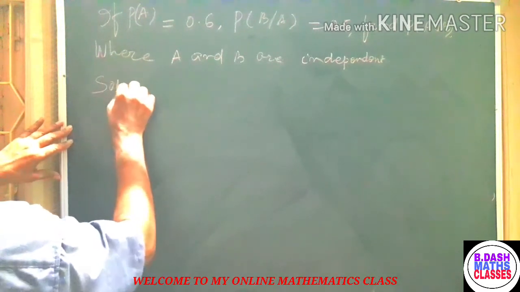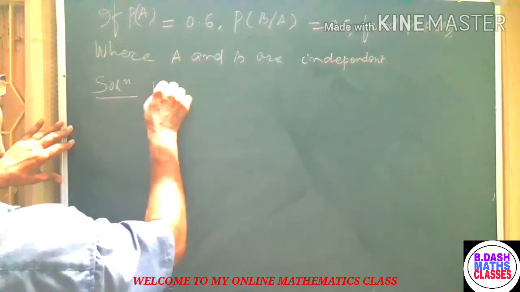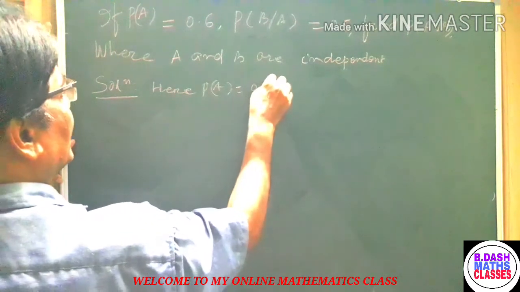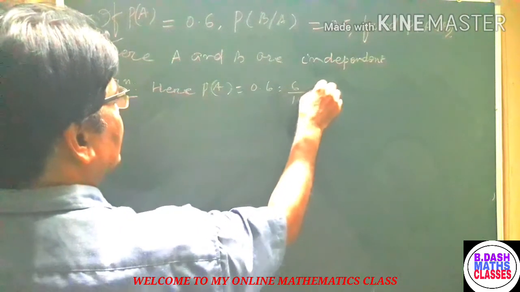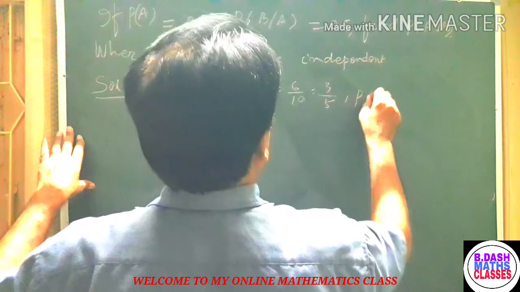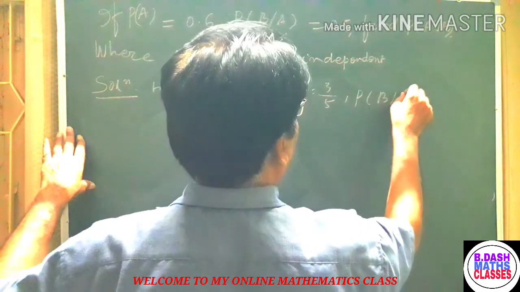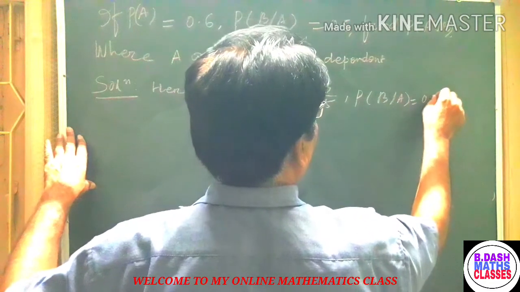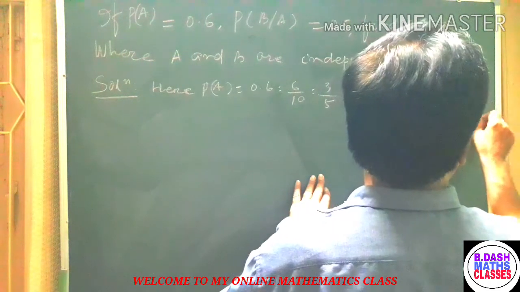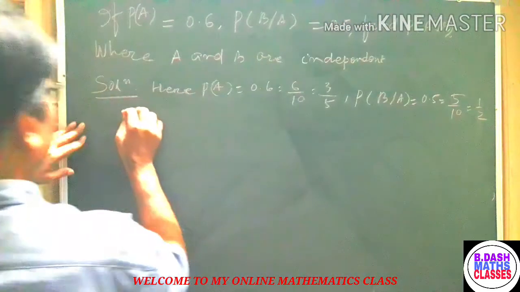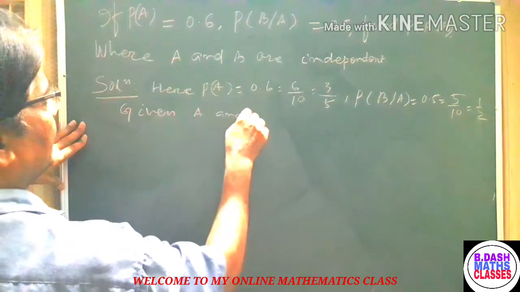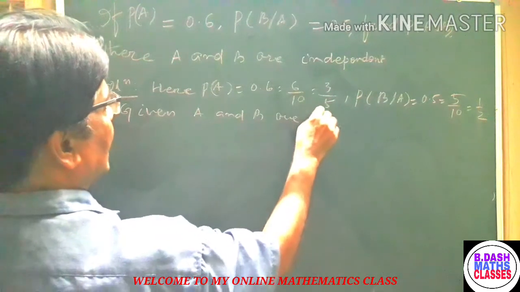Now the solution. Here P of A is equal to 0.6, that is 6 by 10, 3 by 5. The conditional probability P of B given A is equal to 0.5, which is 5 by 10, that is 1 by 2. Given A and B are independent.